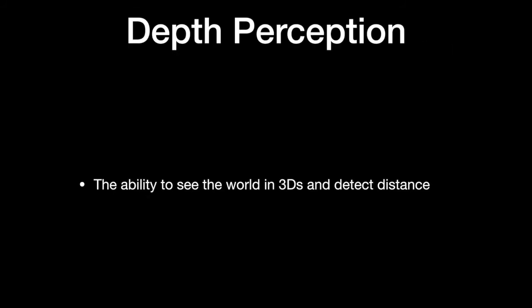Okay, next we discuss depth perception. This is the ability to see the world in 3D and detect distance. Since our vision only has a two-dimensional view, we must interpret the information given to perceive depth. In the next several slides, I will show you some of the monocular depth cues.